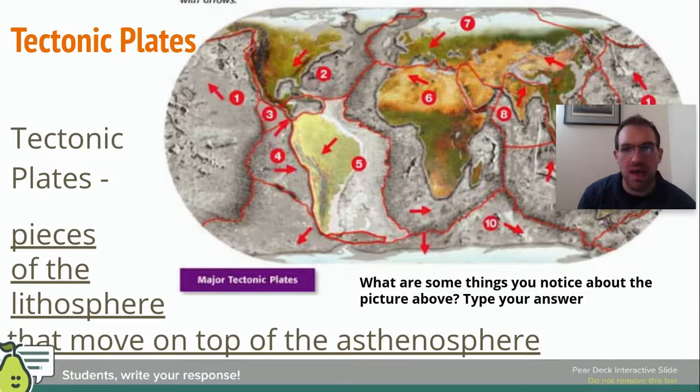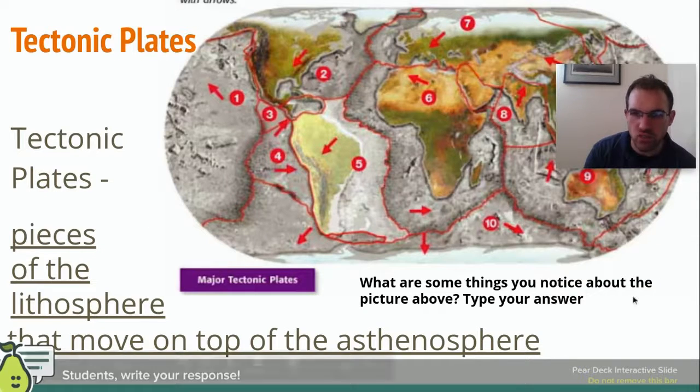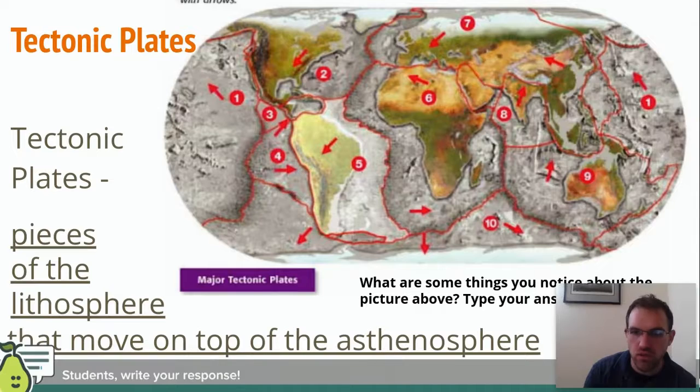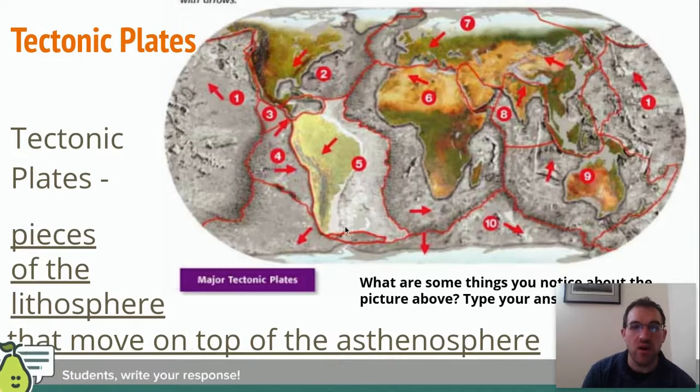When you look at this map, there should be certain things that jump out to you, right? It says, what are some things that you notice about the picture above? So if this was an interactive slide, I'd be asking you to do that. Well, let's see if you can figure them out. One thing is that there are arrows. The arrows are representing the direction that those plates are moving in. So that's one thing that you should notice.